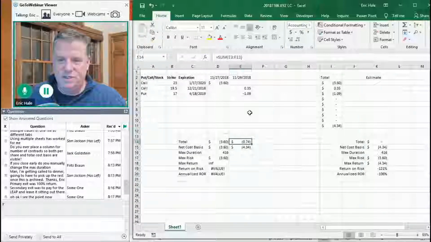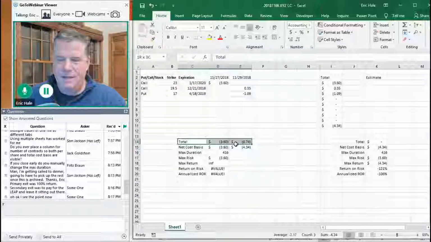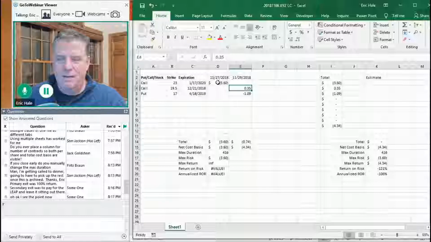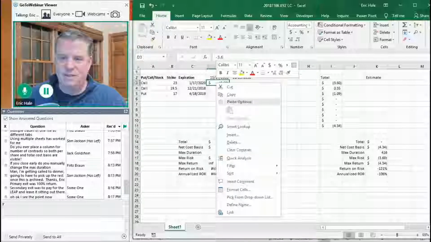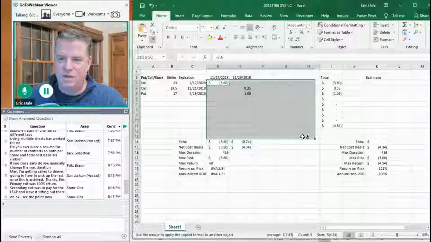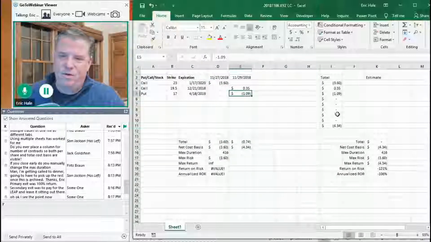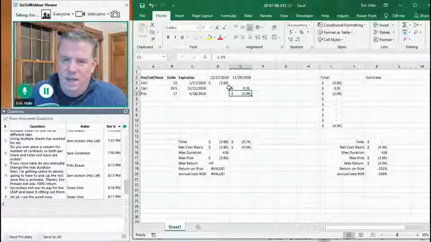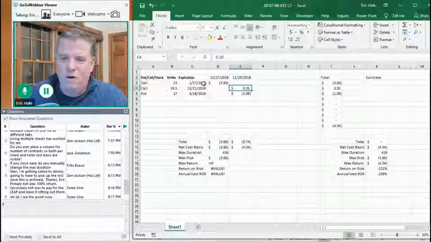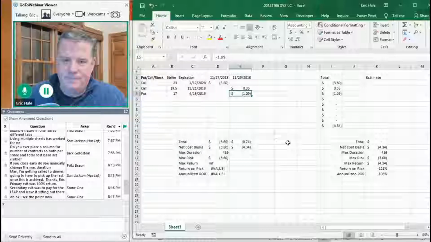We didn't finish up the whole situation here. So we have the total for the day, and I don't have that same format. So I'm going to click here, copy, and make sure everybody in here gets that same format. Okay, so everybody has the same format. So we sold a call for 35 and we bought a put for 109.